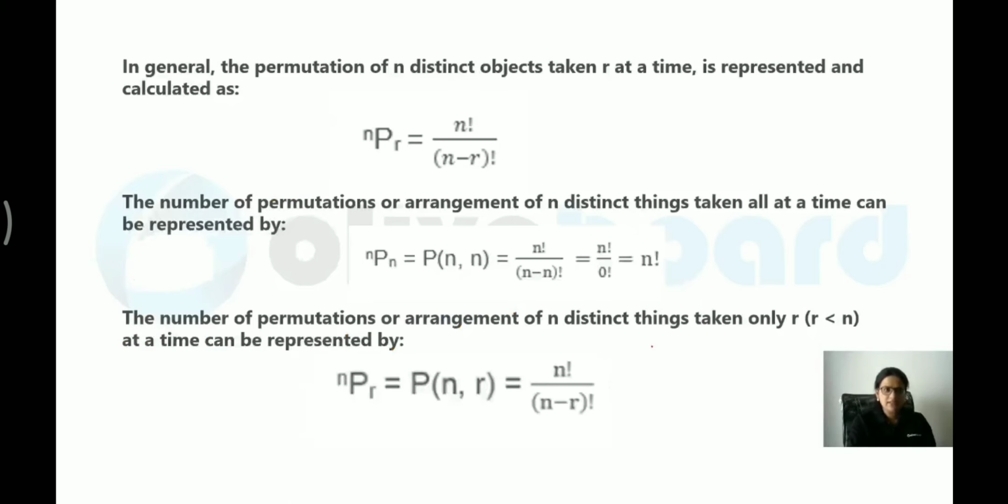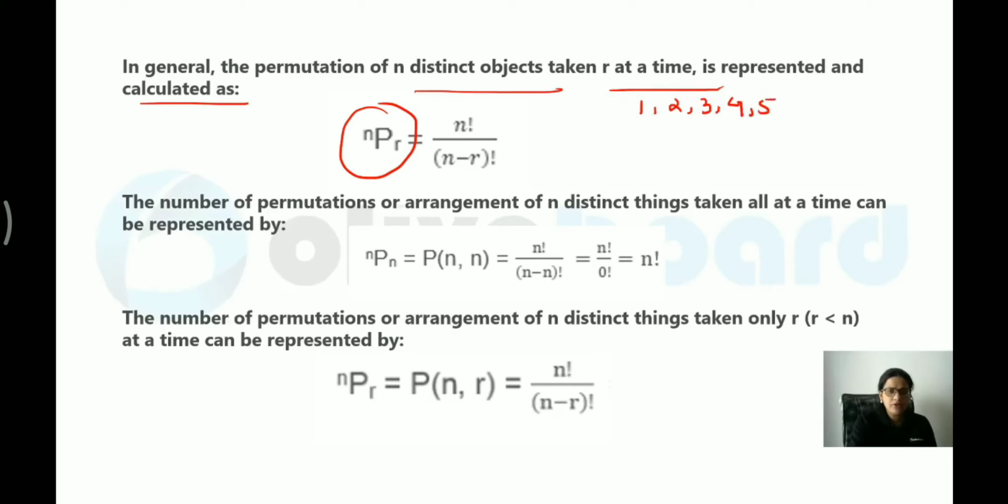Now let me discuss the definition. I think you must have understood the meaning of permutation and combination, but let me give you the formal definition, how you have to calculate it. So permutation of n distinct objects taken r at a time is represented and calculated as, this is the formula by which we are going to do the calculation. For example, 1, 2, 3, 4, 5, these were the numbers. I told you, you have to arrange any 3 over here. So how will you write this? 5p3. The total objects you have to write here, and whatever you are arranging, you have to write here.